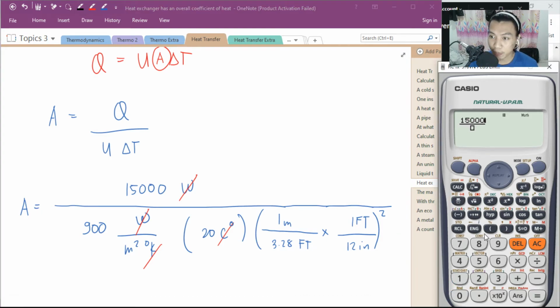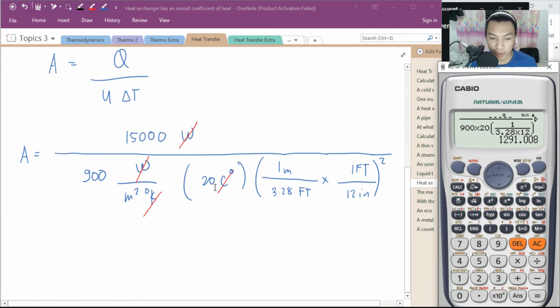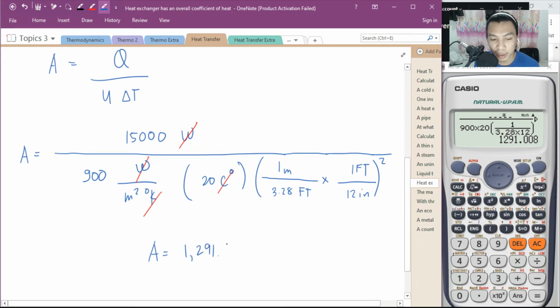15,000 watts, 900 times 20, times 1, 3.28 times 12, square natin lahat. Okay. The value will be 1,291.008 inches squared. Now, that is the value for the area. Okay? For number 12. How about number 13?